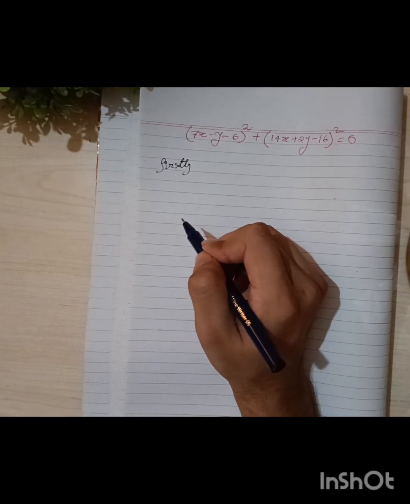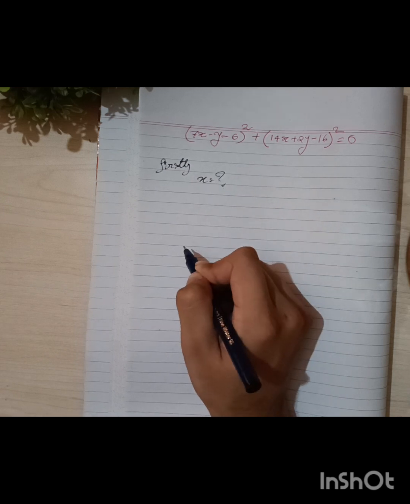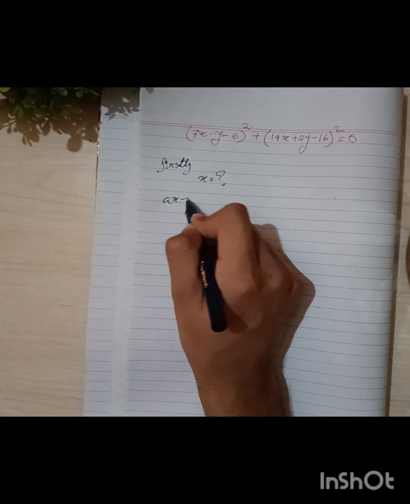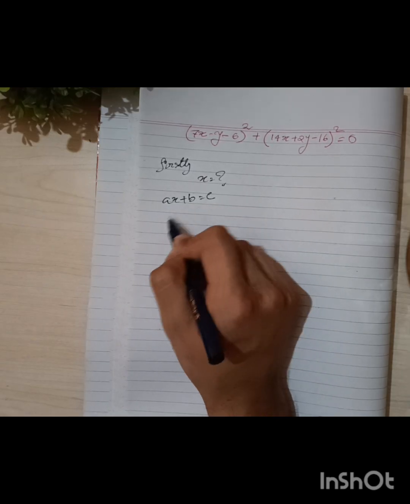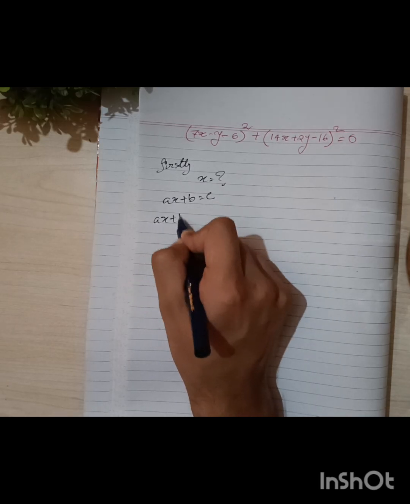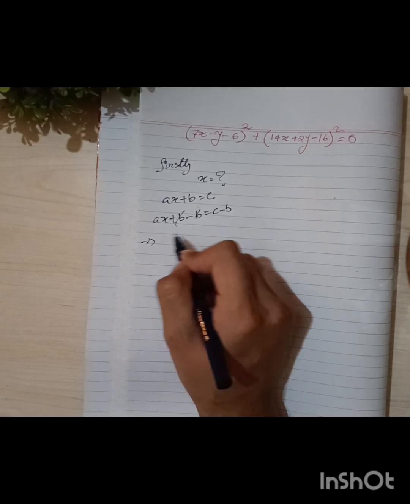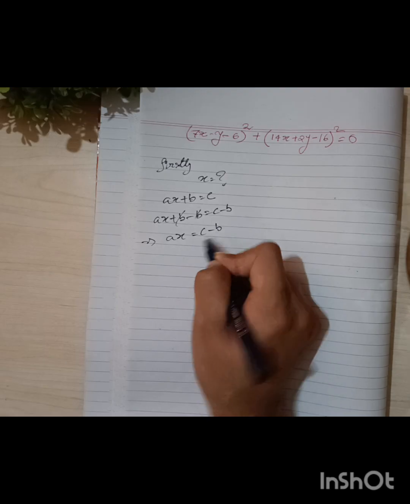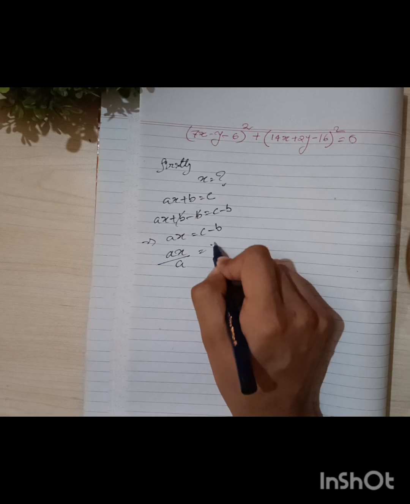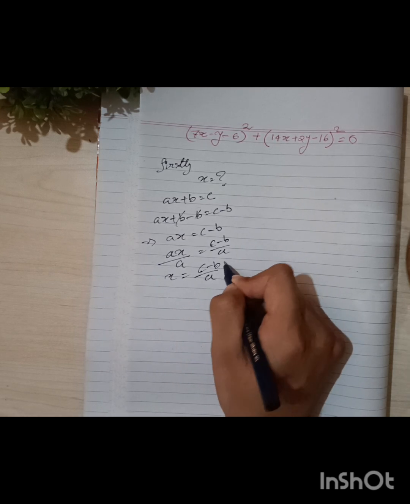if we have to find the value of a single variable like x, we can easily find it from a single given equation like this: ax plus b equal to c. Here we can subtract b from both sides. Plus b minus b adds up to 0. Then we can divide a from both sides, and x will be c minus b by a.